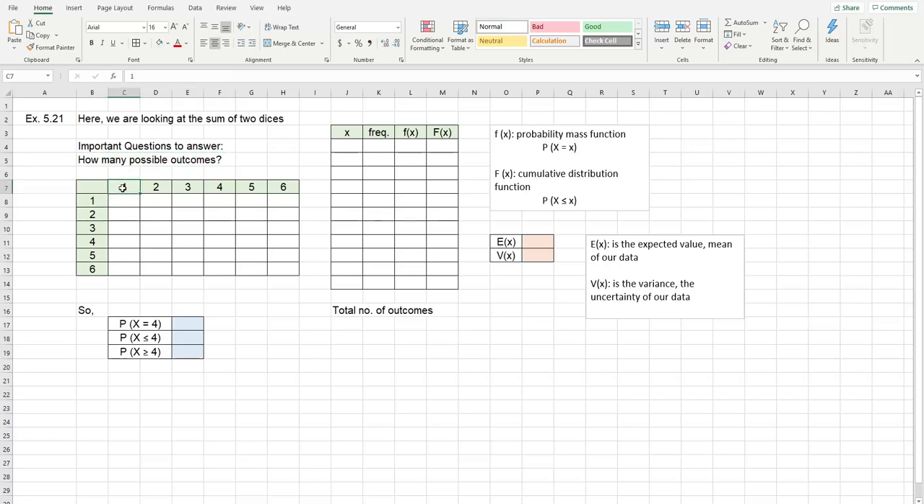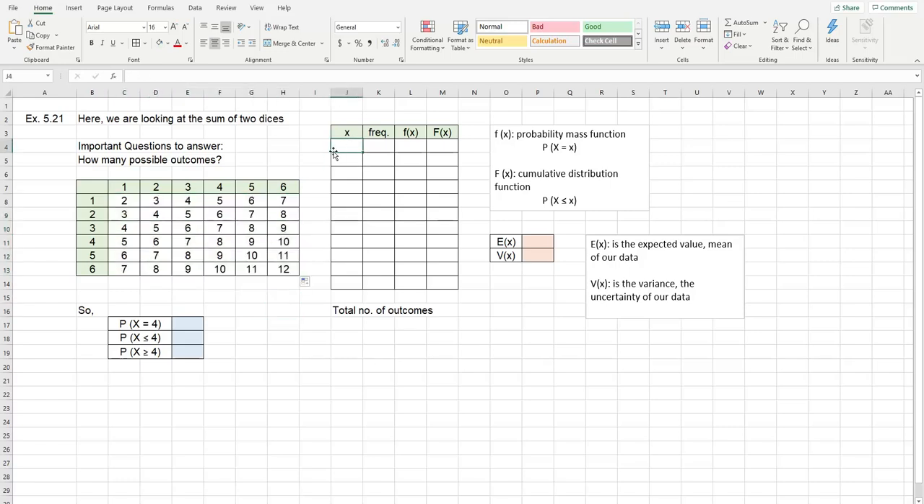To calculate the possible outcomes, we take the possible outcomes from the first dice and then the possible outcomes from the second dice to form our table. Now we take this value and add it to this value, which would give us a formula that can help set our table up.